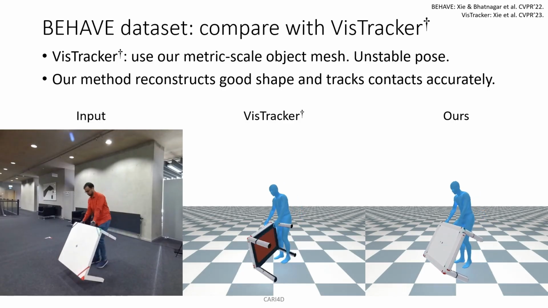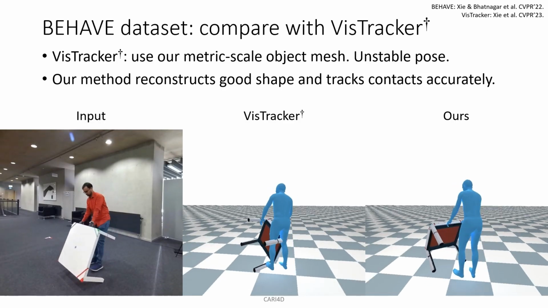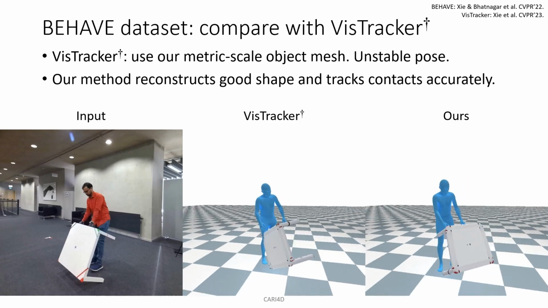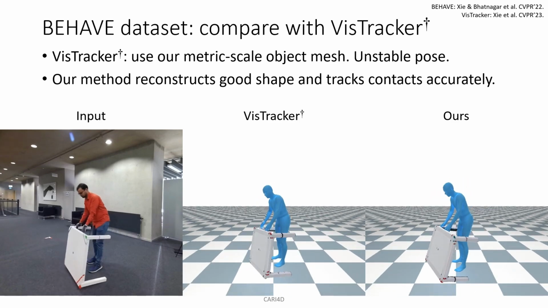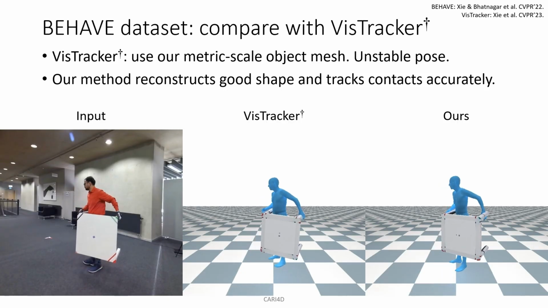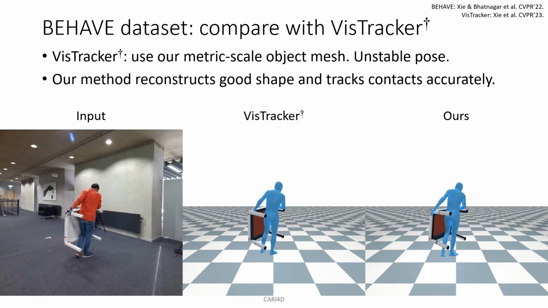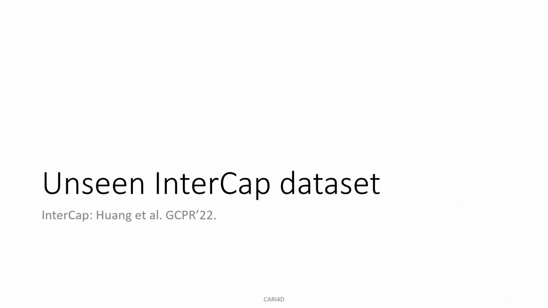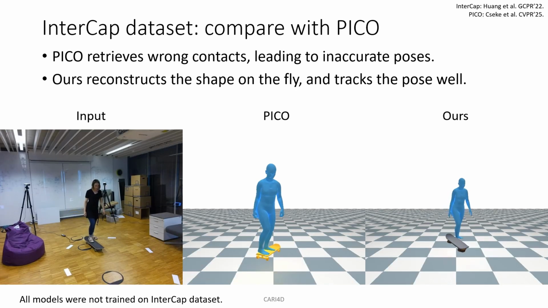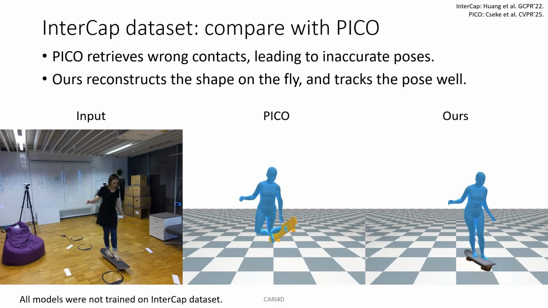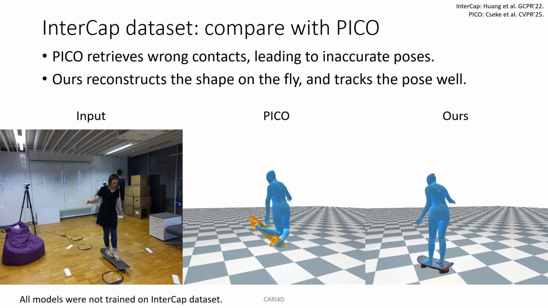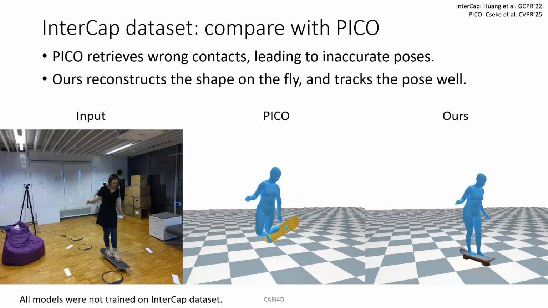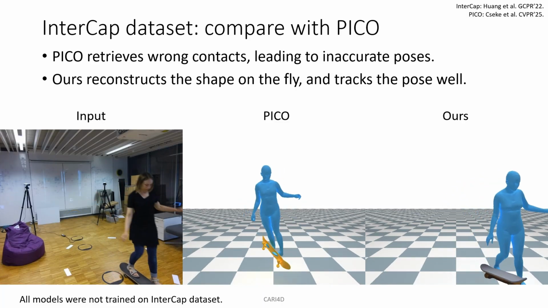We now compare with VisTracker on BEHAVE. We feed our reconstructed object mesh as the template for VisTracker, but it still predicts noisy poses. On the contrary, our method can reconstruct good shape and tracks the interactions accurately across the full video. We now compare on the unseen InterCap dataset. Note that all models were not trained on this dataset. PICO retrieves contacts from a predefined database, which can be noisy, leading to inaccurate optimized poses. Our method reconstructs the shape and contacts on the fly coherently.